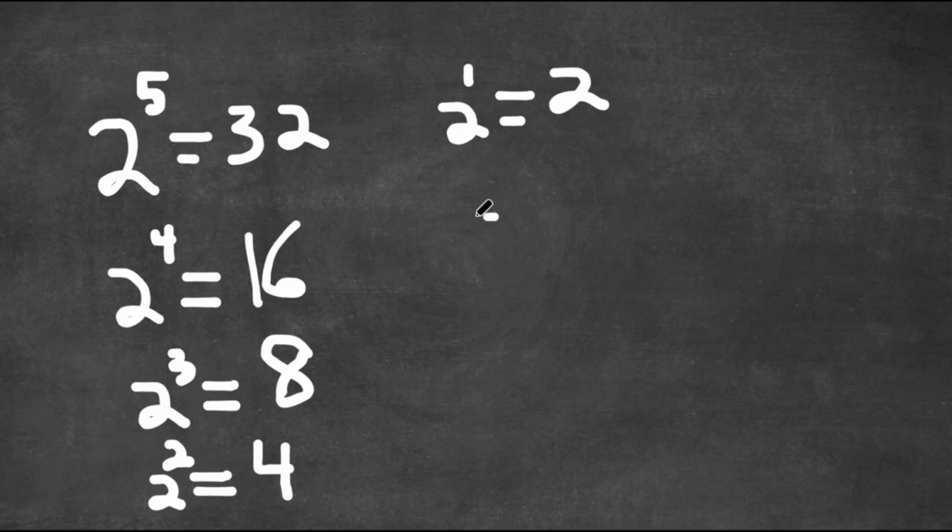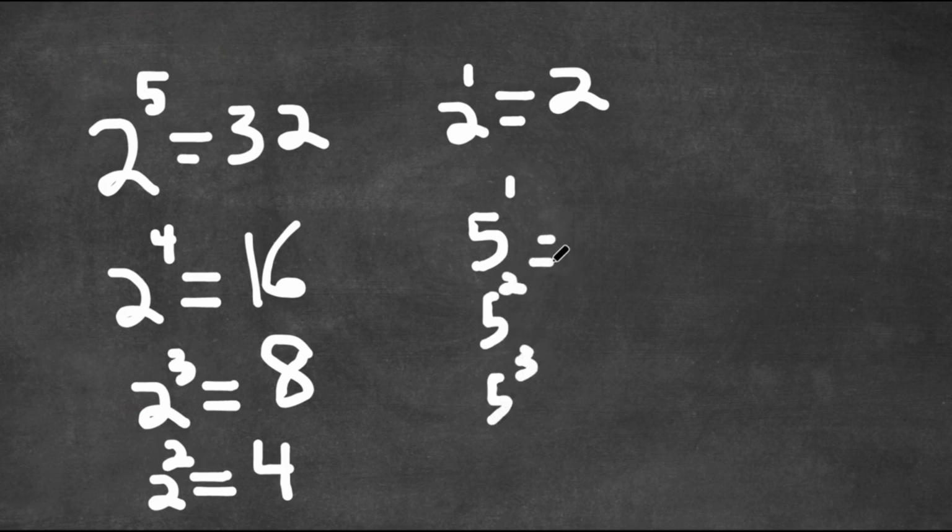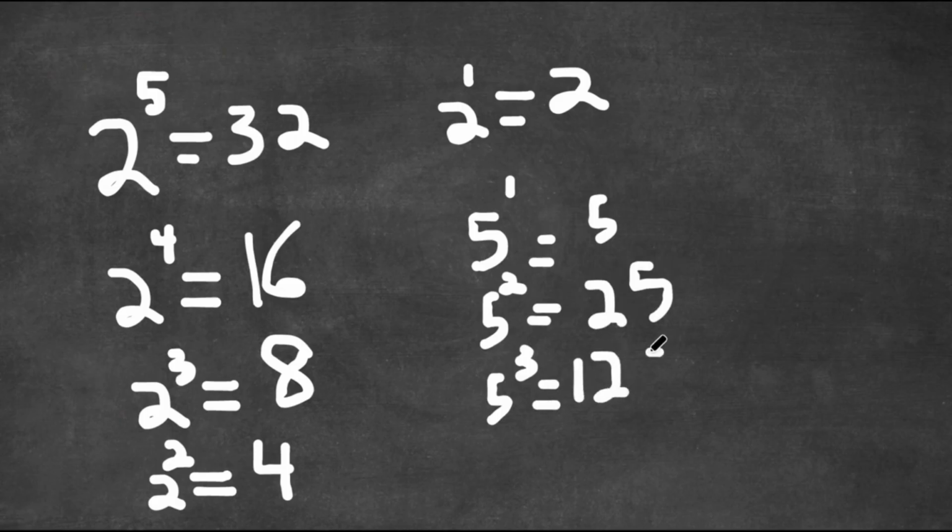And the same thing if we were to do 5, we have 5 to the power of 1, 5 to the power of 2, 5 to the power of 3. 5 to the power of 1 is 5, 5 to the power of 2 is 25, and 5 to the power of 3 is 125. And as you can see, the same rule applies. We have 5 to the power of 1 is 5, 5 times 5 is 25, and 25 times 5 is 125. So every time it is multiplied by the base once more.